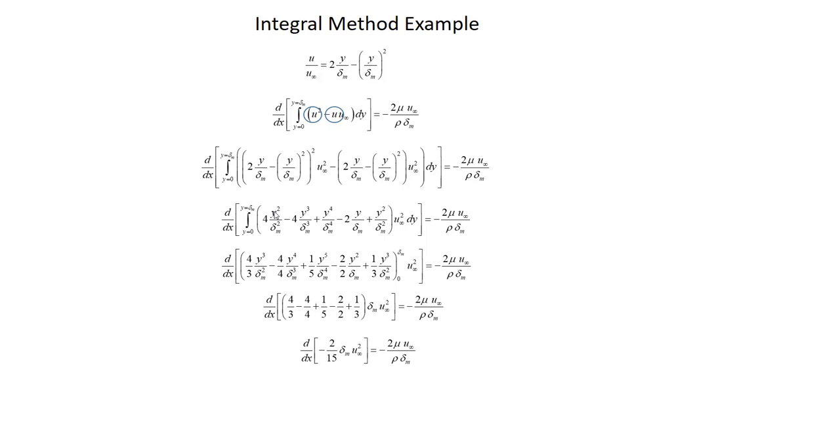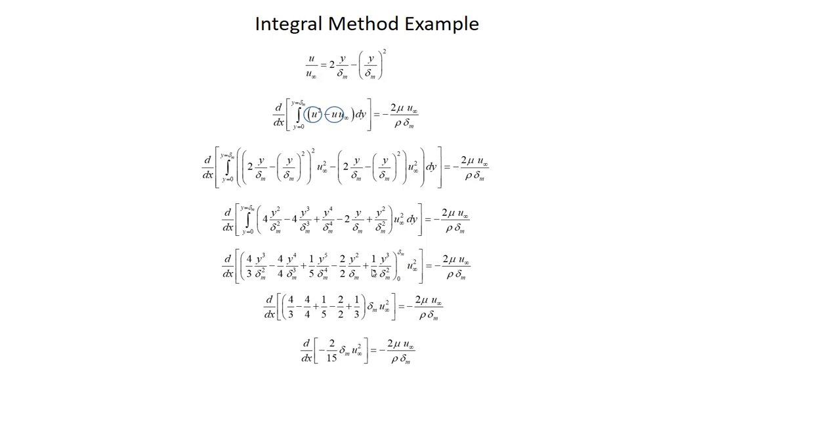So let's see, this is a y squared, so that's going to become y cubed over 4. So you can see here I have 4 over 3 times y cubed over delta m squared. This is a y cubed, so that's going to become y to the 4th over 4, right? So that's what you see here. Y to the 5th over 5 here. Y squared over 2 here. And then y cubed over 3 here. So that's my integration, and I have to apply the limits, which are delta m and 0.